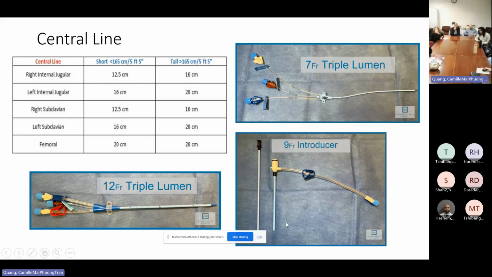This is our Cordis right here, 9 French. French is opposite of gauge, so the bigger the number, the larger the diameter. So this is our Cordis. It has a single lumen, so there's only one tube, and it's 9 French. So we use this for big volumes, MTPs, for our patients.